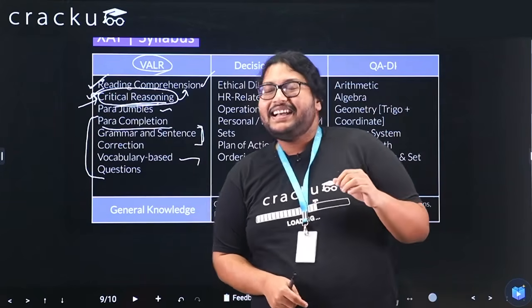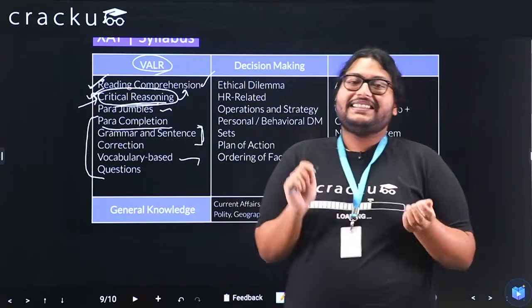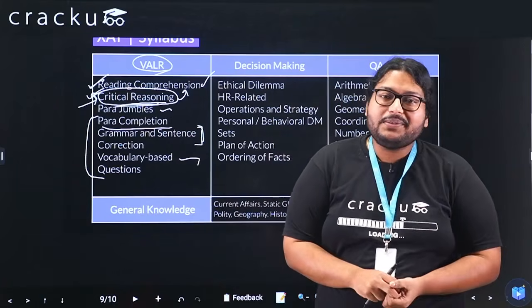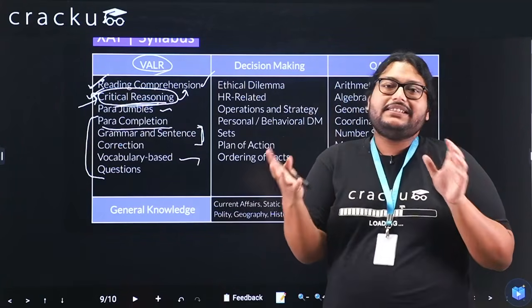clear the sectionals. The thing with the section is there can be ambiguities. And when I say ambiguities, I mean, what is decision making essentially?